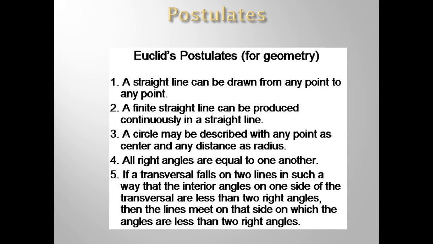Last one: if a transversal falls on two straight lines which are not parallel, they are going to meet on the side of the transversal on which the sum of the co-interior angles is less than 180. So on that side, the two lines are going to meet. Okay, that is about the fifth postulate.